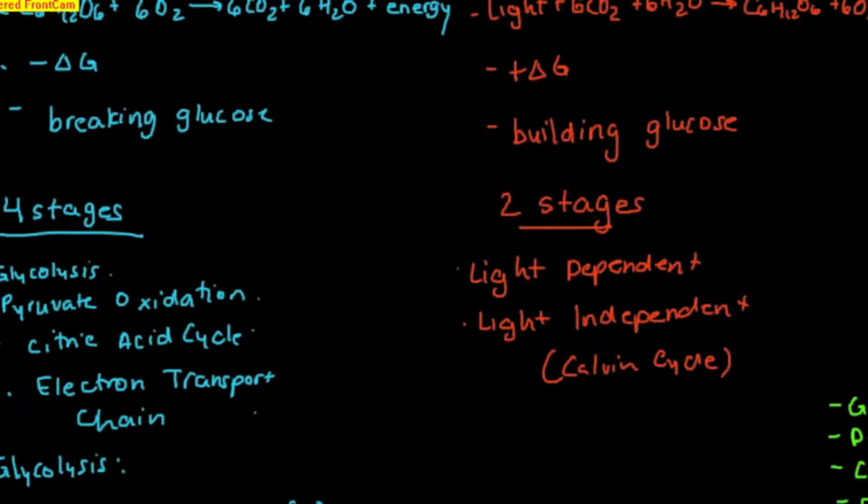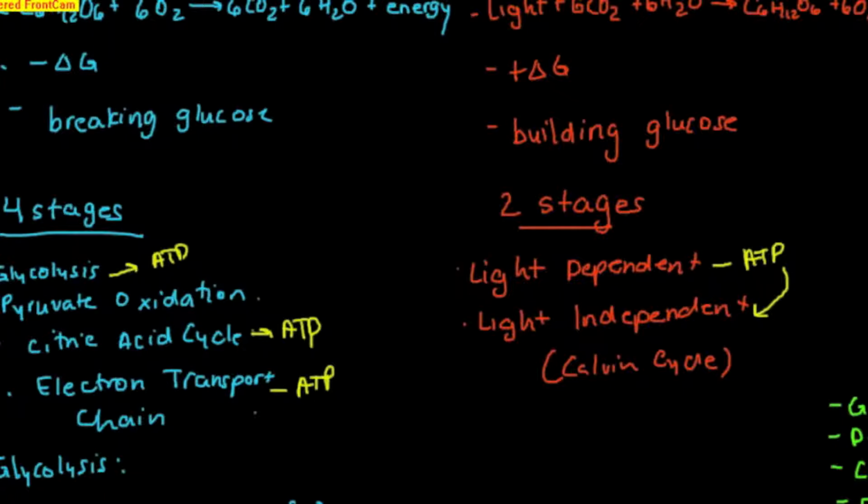We can also compare these in terms of where ATP is formed. ATP in cellular respiration is formed in glycolysis, citric acid cycle, and the electron transport chain. In photosynthesis, on the other hand, ATP is only formed in light-dependent reactions. We can also compare what this ATP is used for, and you'll be seeing that later on in the video.